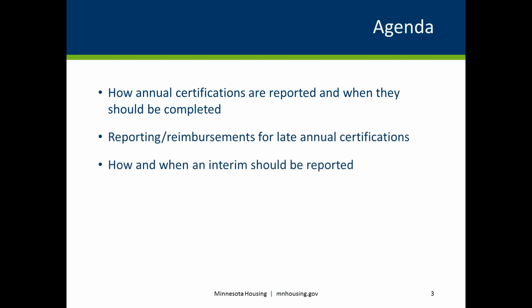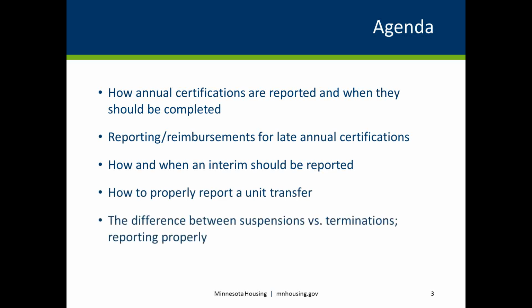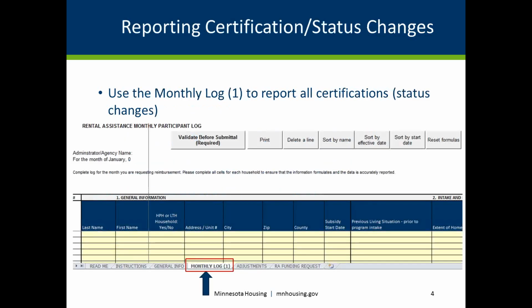We'll also review interim reporting, unit transfers, and the effect that unit transfers have on annual certifications. We'll discuss suspensions versus terminations, and lastly, we'll go over head of household changes such as name changes. All certifications are reported to Minnesota Housing using the draw request form and subsequently entered on the monthly Log 1 tab shown on this slide.